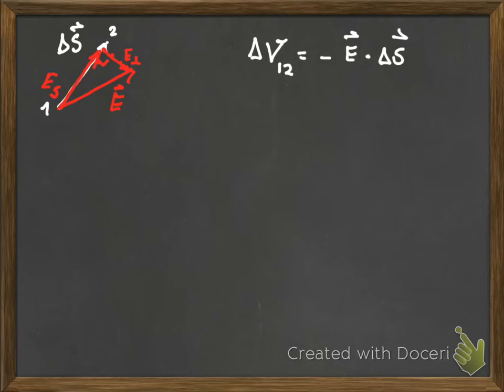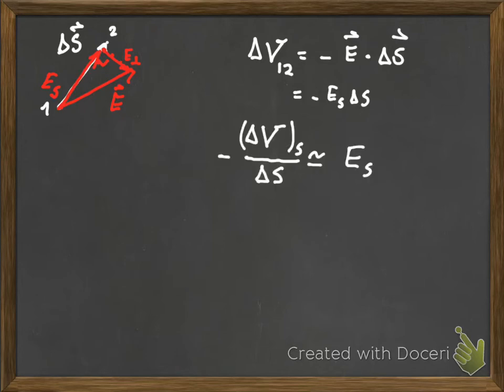Now the electric field vector, you can decompose it into the component pointing along the S direction and the component perpendicular to it. So the dot product between those two vectors can actually be written as minus the S component of the electric field multiplied by delta S. Only the component of a vector parallel to another one is the one that contributes to the dot product.